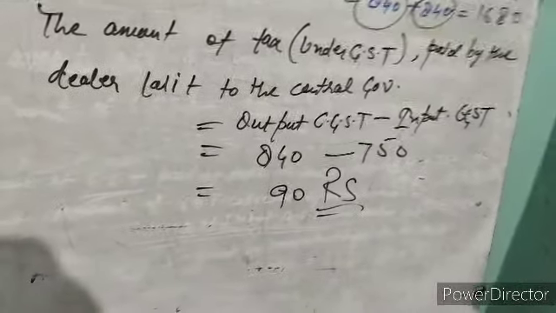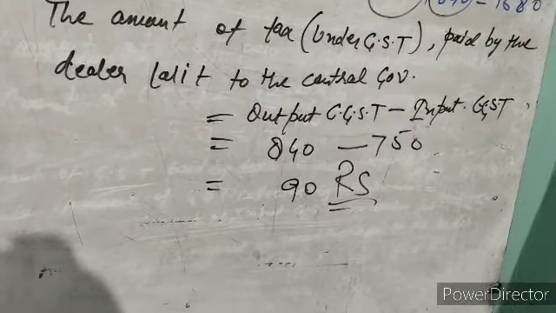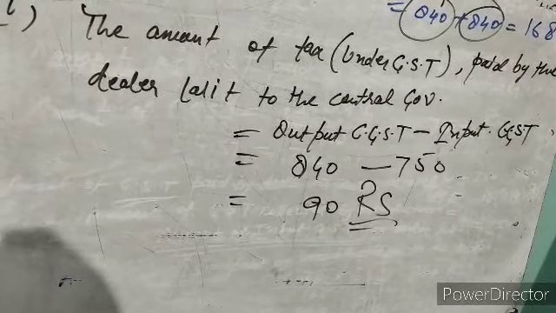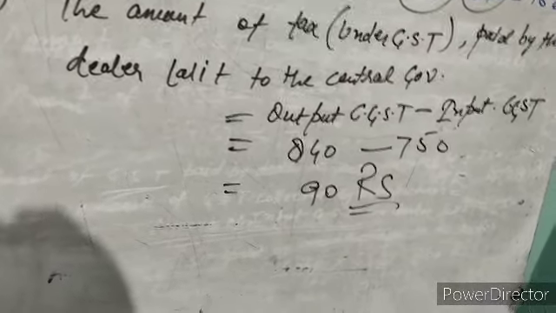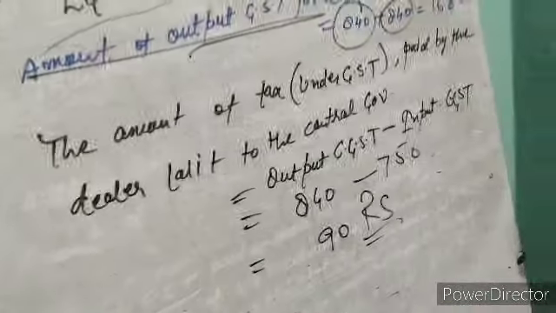So students, one more thing I want to tell you. Here you can see the amount of tax under GST paid by the dealer Lalit to the central government is 90 rupees. If someone is asking about the amount of tax under GST paid by the dealer Lalit to the state government, it will also be 90 rupees.